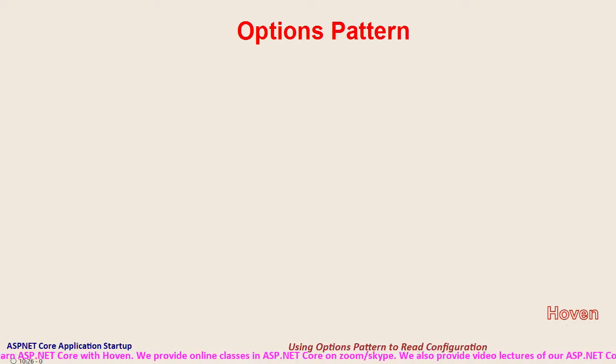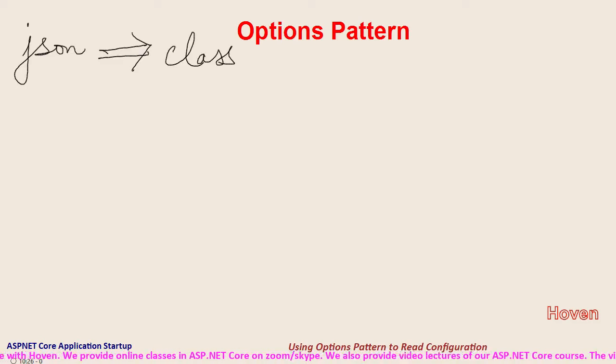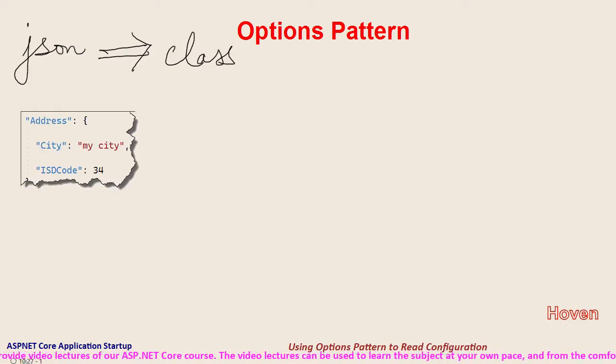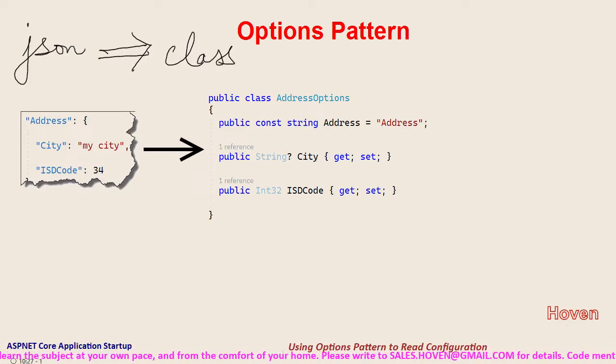Options pattern uses a class to map a complex property, that is a nested property. It is mapped by a class in the options pattern. Consider the address property in the app settings file that we were discussing in the previous tutorial. This property can be mapped to a class like the one that you are seeing here. This class is called an options class.